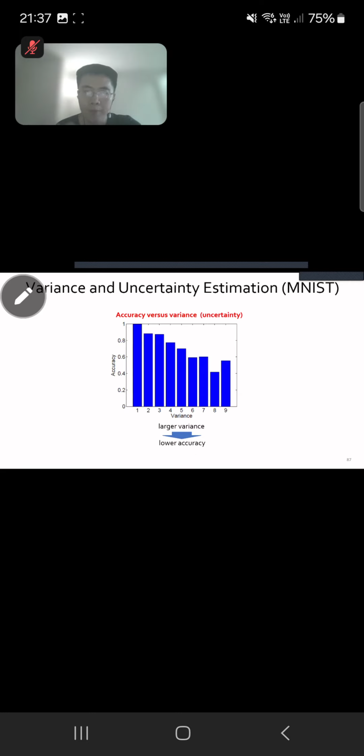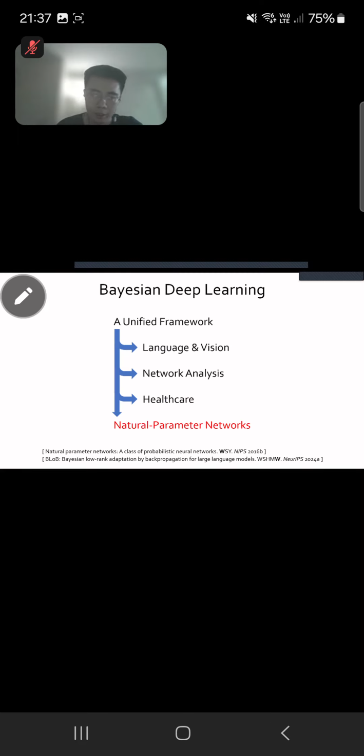To verify the use of our output variance as an uncertainty estimation, here we plot the error versus variance for each data point in a data set. We can see that larger variance typically indicates larger expected error, and also means that the model is less certain about the prediction. This verifies the use of our variance as uncertainty estimation. This is another example on MNIST. We can see that larger variance usually indicates lower accuracy.